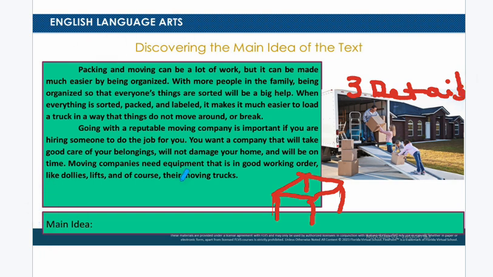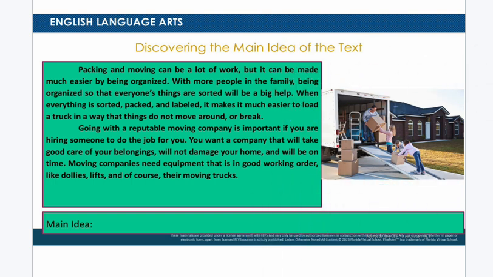So let's take a look at what could be my main idea in this article, okay? It says packing and moving can be a lot of work, but it can be made much easier by being organized. With more people in the family, being organized so that everyone's things are sorted will be a big help. When everything is sorted, packed, and labeled, it makes it much easier to load a truck in a way that things do not get to move around or break.